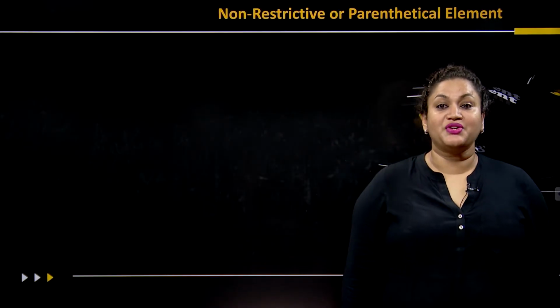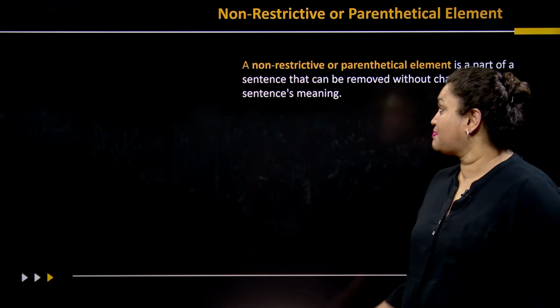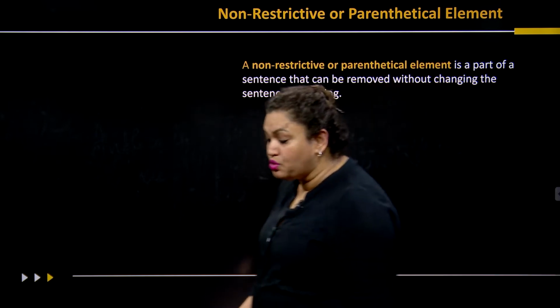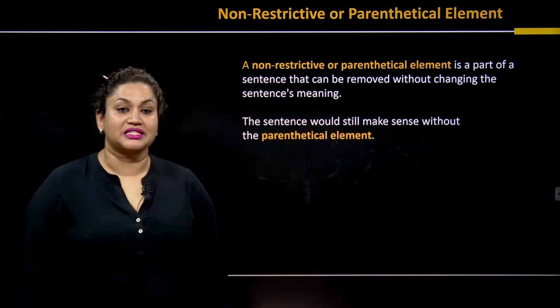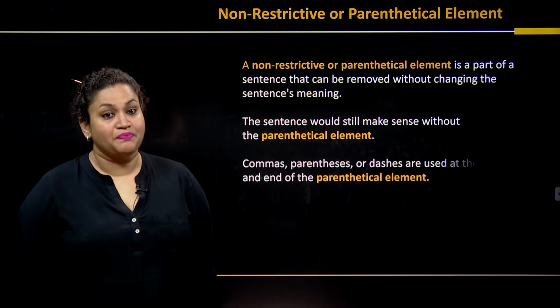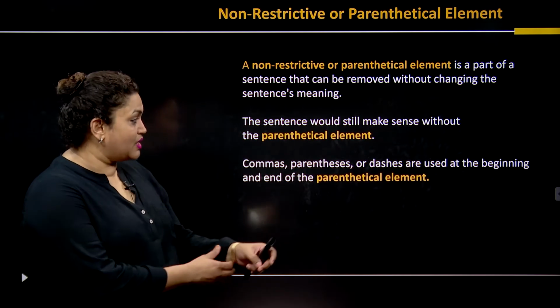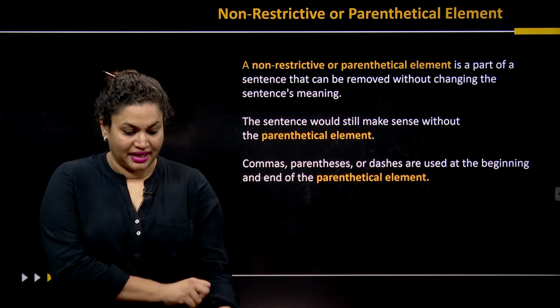Now when we talk about non-restrictive or parenthetical elements, we mean a part of a sentence that can be removed without changing the sentence's meaning. Let's see how it is. The sentence would still make sense without the parenthetical element. Commas, parentheses or dashes are used at the beginning and end of the parenthetical element.